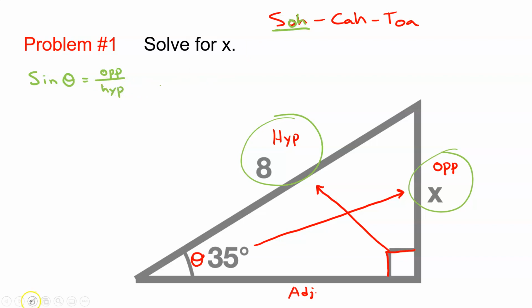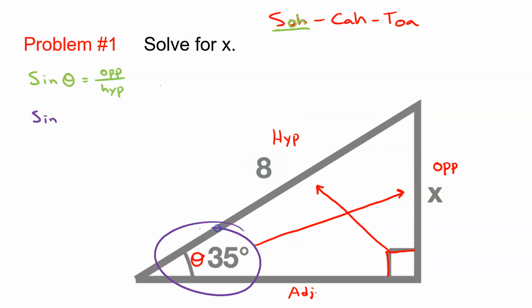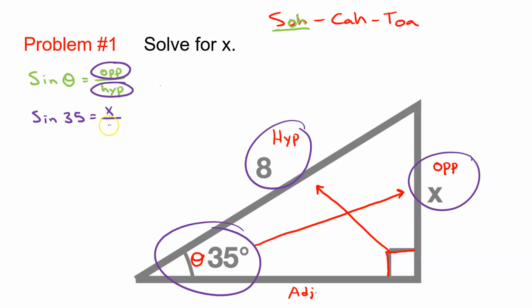So let's go ahead and fill in everything that we know to set up our trig ratio here. So we're going to write sine of theta, and theta was 35 degrees, is equal to my opposite side. Well, opposite side here is x, over the hypotenuse, which is 8.